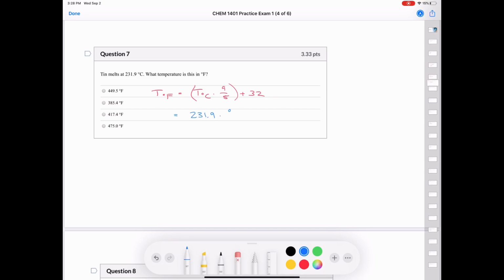231.9 times 9 over 5, like that. And then we add 32 to it, and we get that our temperature in degrees Fahrenheit is going to be equal to 449.5 degrees Fahrenheit. And so there is the correct answer.